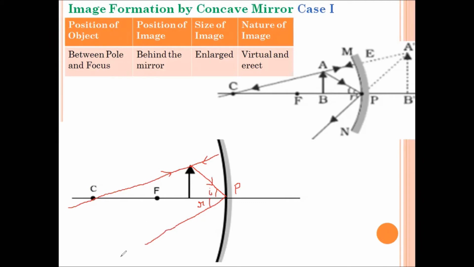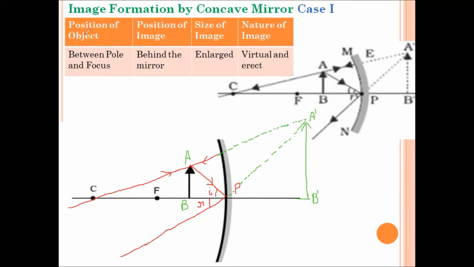If we try to join these two rays, then they will not join. These are two diverging rays. Thus, we need to draw these rays virtually backward. If we draw these two rays virtually, we find that these two rays meet here. So the image formed, this is our object AB, and this is our image A dash B dash. So we can say the image formed is virtual and direct.